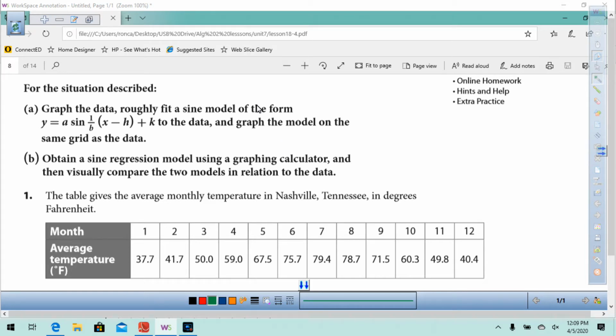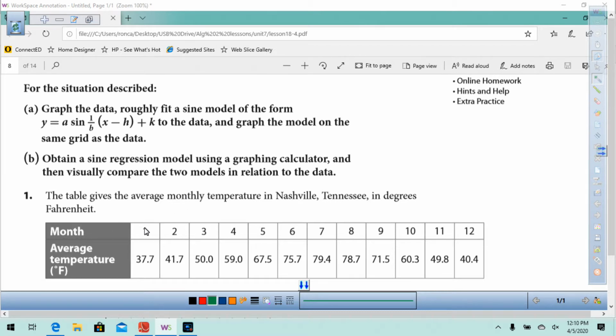Lesson 18-4. Number 1, it says, graph the data, roughly fit a sine model of the form y equals a times sine of 1 over b times x minus h plus k to the data, and graph the model on the same grid as the data. Number 2, obtain a sine regression model using a graphing calculator and then visually compare the two models in relation to the data. Okay, so here the table gives the average monthly temperature in Nashville, Tennessee in degrees Fahrenheit.